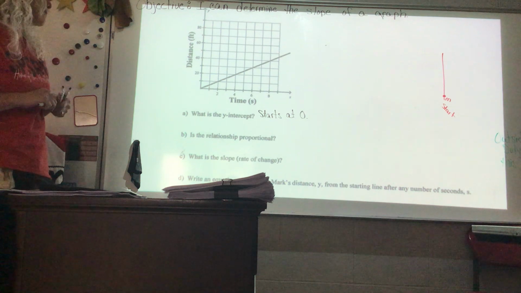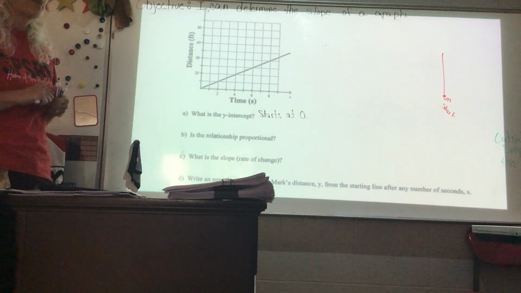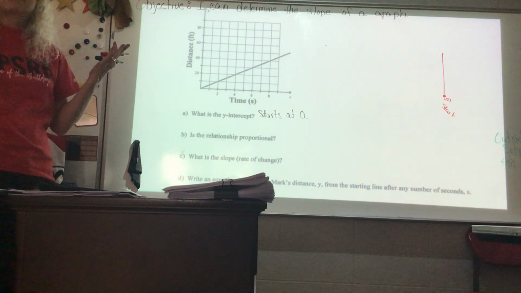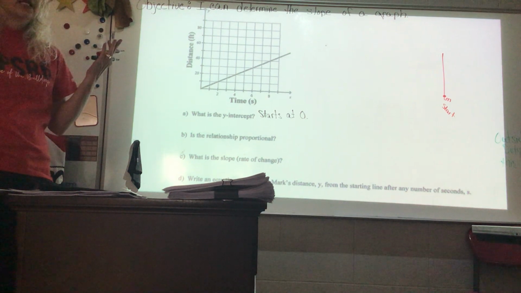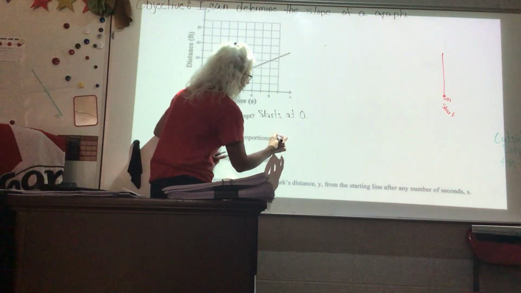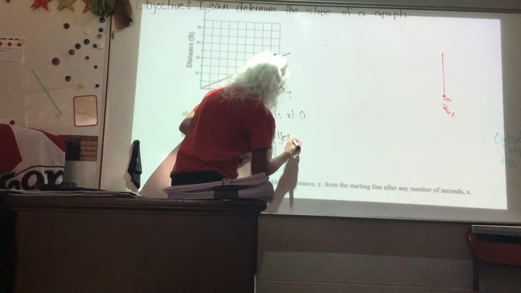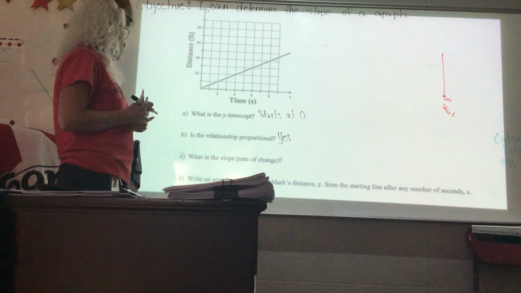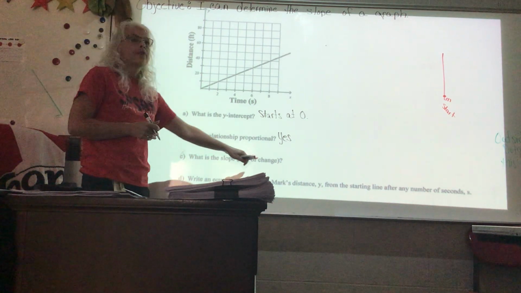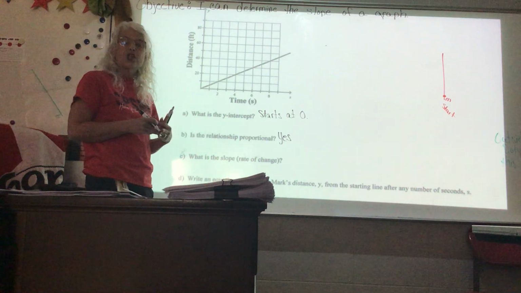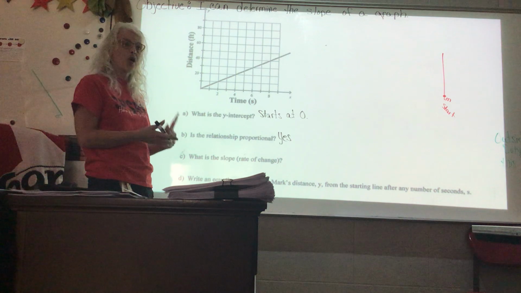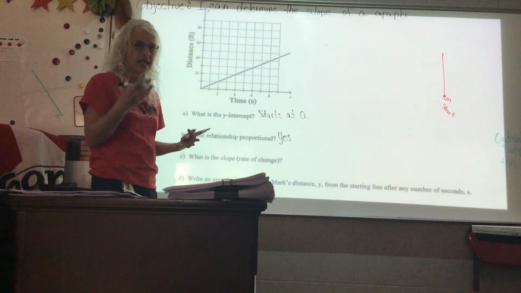Then on part B it says, is the relationship proportional? And Aaron already told us that, is it? Yeah. Because the graph starts where? And what's the y-intercept? 0. So yes. Then it says part C, what is the slope, that rate of change? So if I ask you what is the rate of change, you're gonna tell me slope. If I ask you what is the slope, that's the same thing as telling me the rate of change.